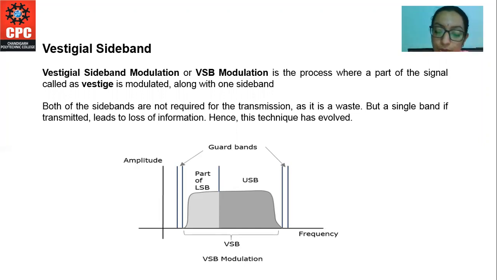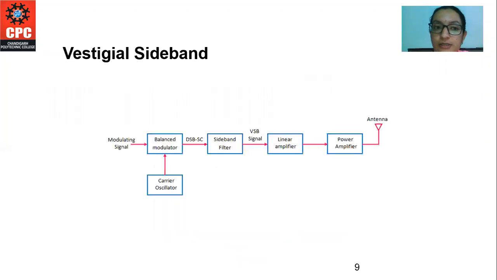However, the USB and LSB meet at the carrier frequency. This difficulty suggests a scheme, that is vestigial sideband modulation. One sideband is passed almost completely, whereas just a fraction, or vestige, of the other sideband is retained.